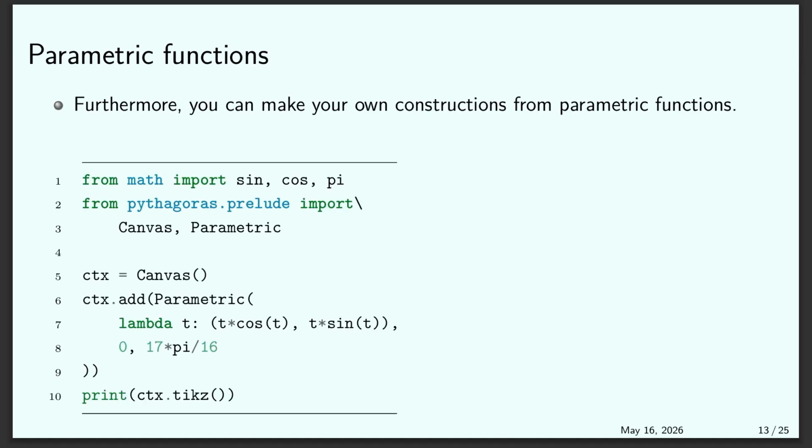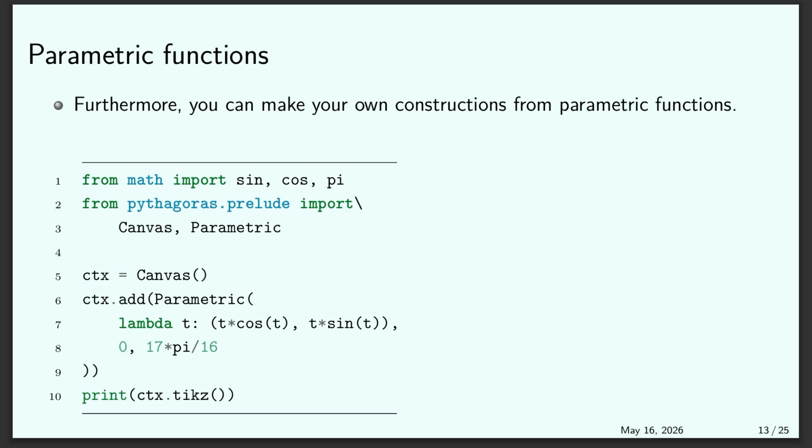I mean, this is a spiral, a classic spiral, t cos t, t sin t, with time ranging from 0. So what you do for a parametric function is, well, we import sin, cos, and pi for math, and parametric from Pythagoras. The way a parametric function works is you pass a lambda. A lambda is a callable, anything that you can call a function that returns a point for each time. So given a time, it gives you a point. That's what a parametric function will do in this case. And then you pass two arguments being the start and the end of the time domain.